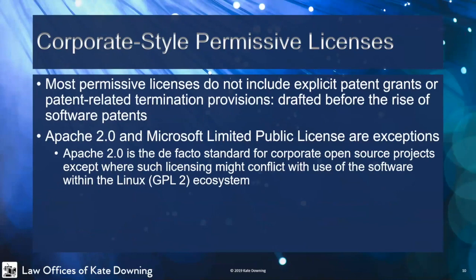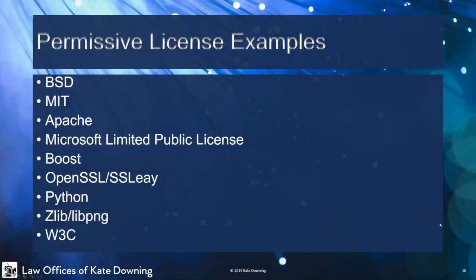and if it's not an Apache 2.0 project, it's likely because they need to be compatible with the Linux ecosystem, because Apache 2.0 and GPL2 are not compatible with each other. So there's like a fork in the road, and you're picking to go in one direction or the other. So these are just some examples of permissive licenses, just so you guys have a list.